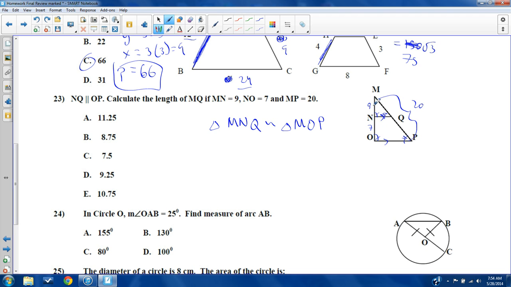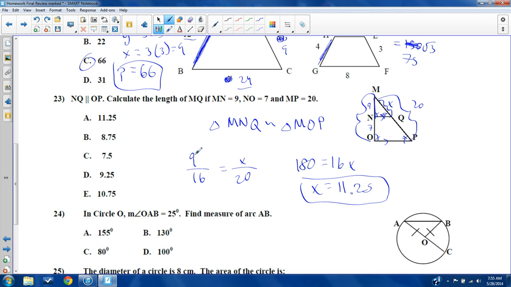So if that's true, then we have a proportion right here. MN is to MO, so 9 over 16 is your similarity ratio, as this unknown MQ, x, is to 20. So 9 over 16 equals x over 20. Cross multiply. You get 180 equals 16x. And divide by 16. You get x equals 11.25. Weird number, but it is an answer here. MQ, really, is 11.25.